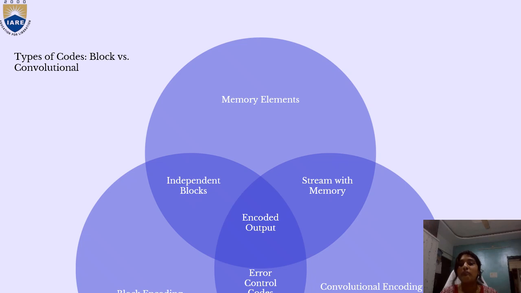Convolutional codes work continuously, where the current output depends on both current and previous input bits. This gives them memory and stronger error correction capabilities. They are widely used in wireless communication like GSM and Wi-Fi.